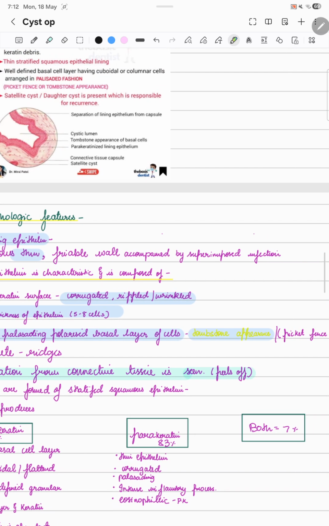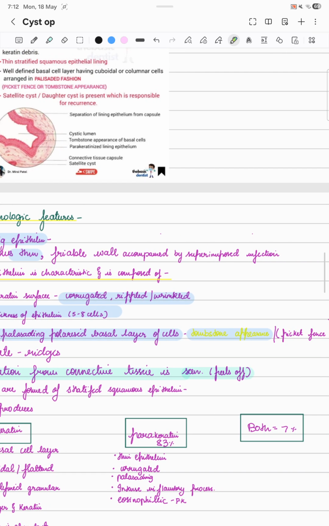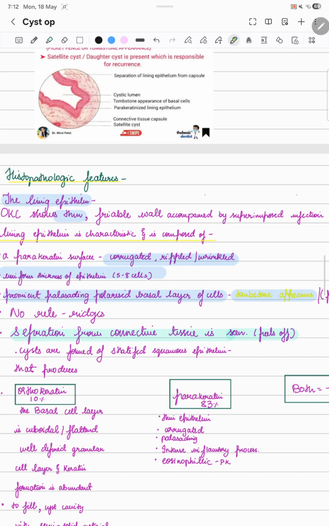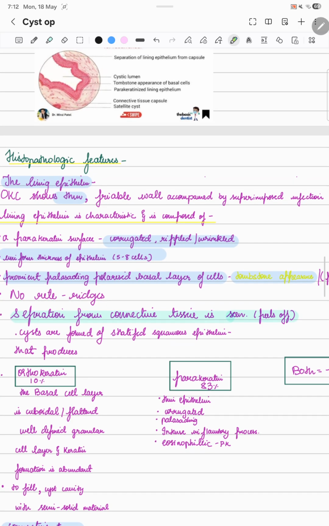Friable wall accompanied by superimposed infection. Lining epithelium is characterized by parakeratin. This is your parakeratin layer. This darkened layer over here is your parakeratin, which is corrugated, that is rippled, wrinkled, uniform thickness epithelium, 5 to 8 cell layers thick.